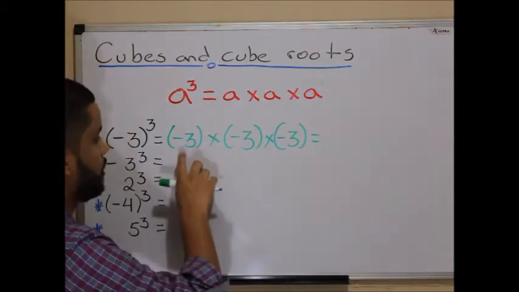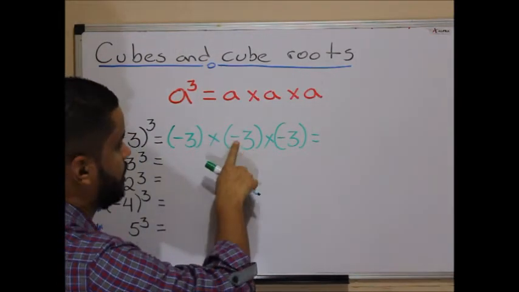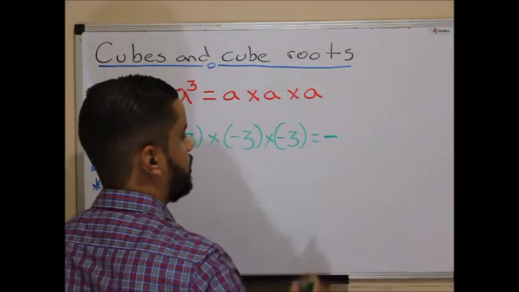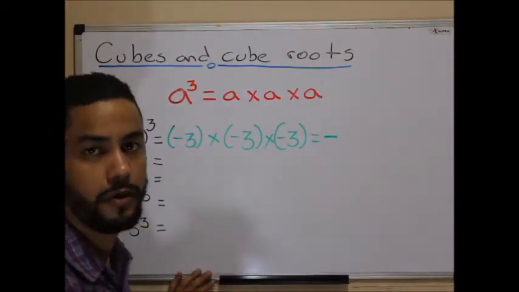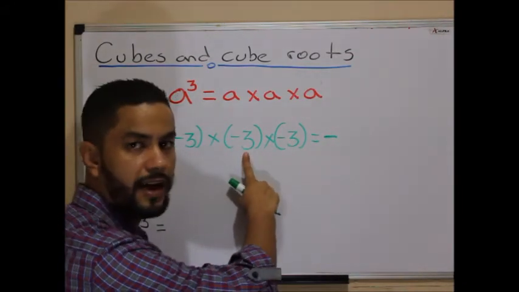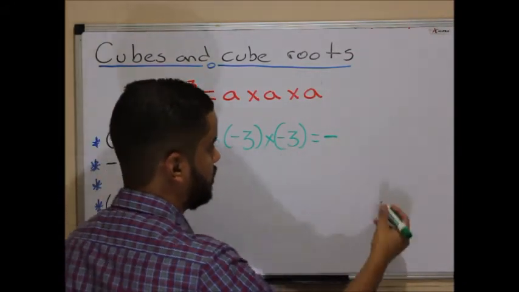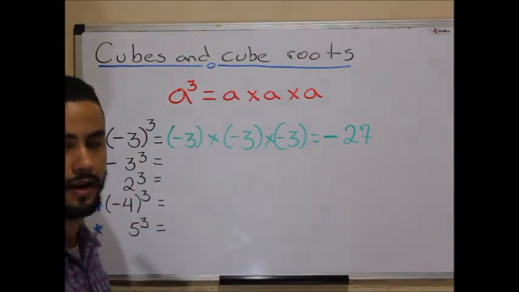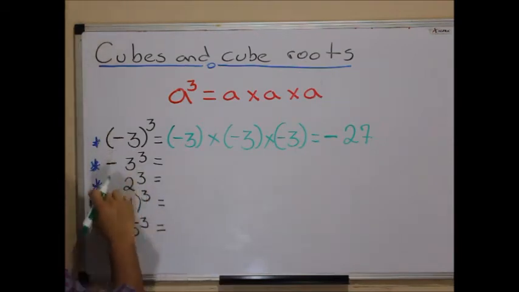So negative times negative will be positive. Positive times negative is negative. Now we're going to multiply the numbers. So 3 times 3 is 9. 9 times 3 is 27. Like that. Now let's see the next one.